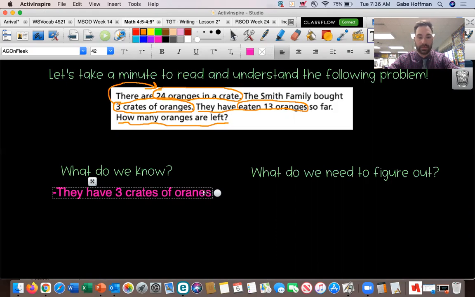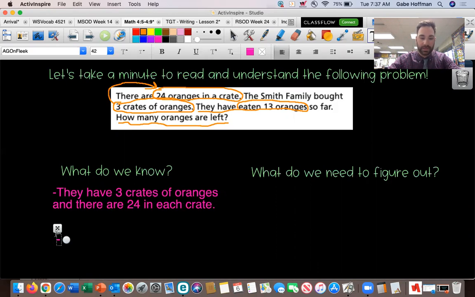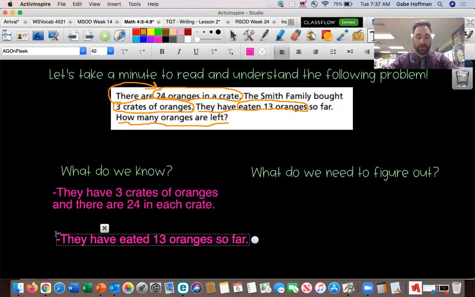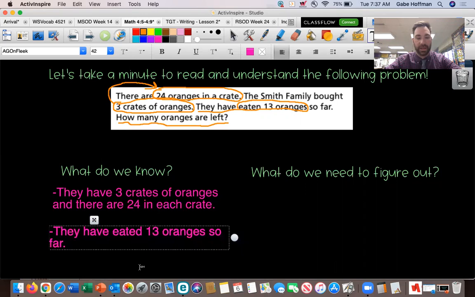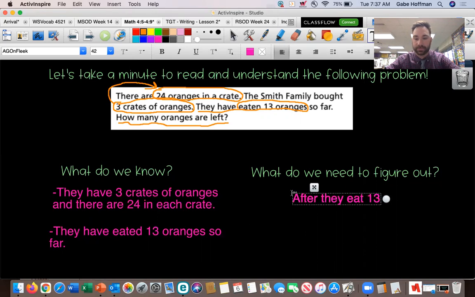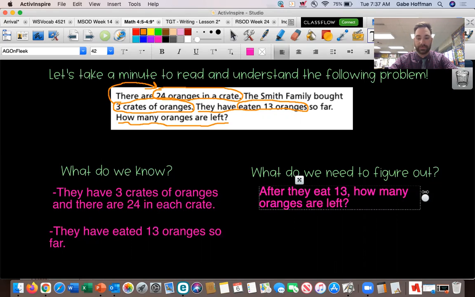I know they have 3 crates of oranges, and there are 24 in each crate. I know that they have eaten 13 oranges so far. So I know they had 3 crates, there were 24 in each of them, and then of all those oranges they have, they ate 13. What do I need to figure out? I underlined it right here. I need to figure out after they eat 13, how many oranges are left.